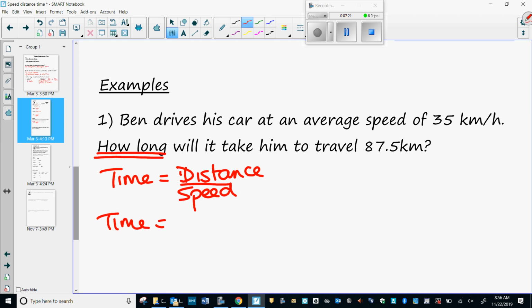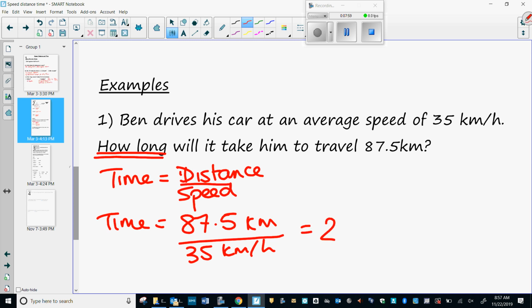In this case, our distance is 87.5 kilometers. I'm going to include my units, which I don't normally do, over my speed, which is 35 kilometers per hour. We've got kilometers on the top and bottom, and the other one is an hour, which means our time answer is going to be in hours. Does that make sense?